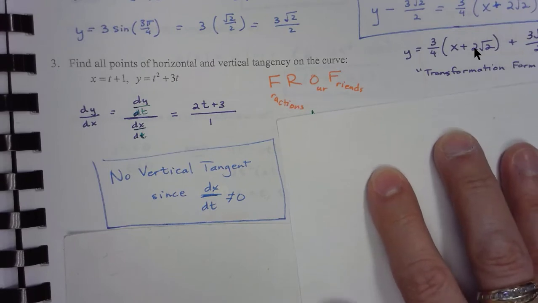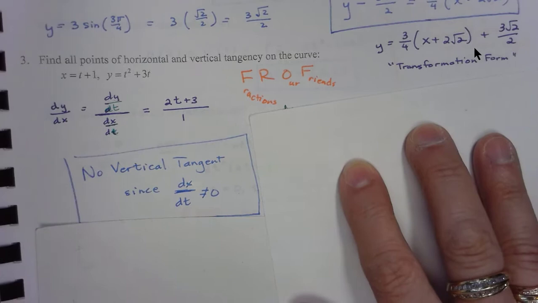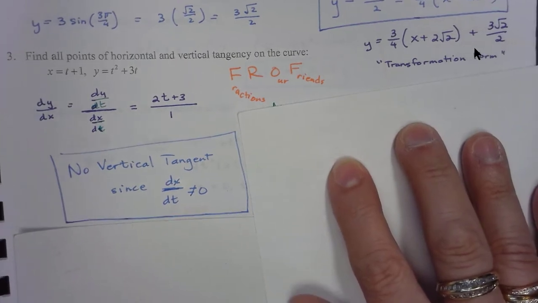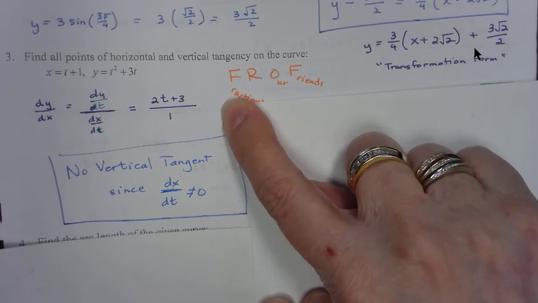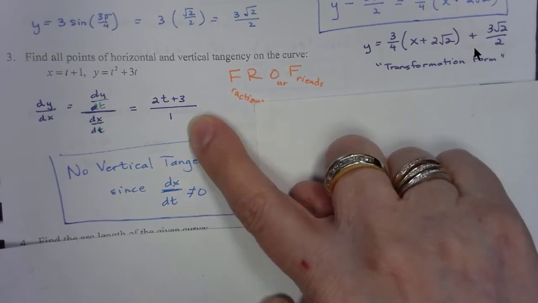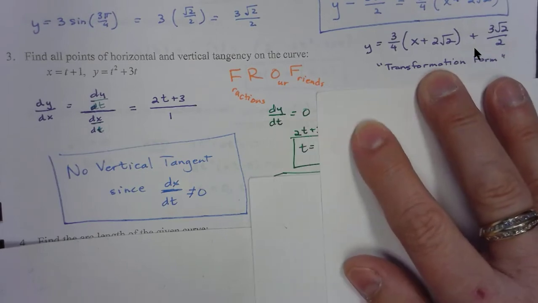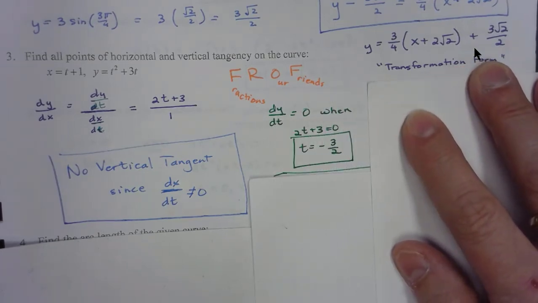And as we move to the next part, let us remember, fractions are our friends. So now we're going to find dy/dt. Okay, when is dy/dx 0? When the numerator is 0 and the denominator is not, and the denominator will not be 0. So dy/dt is 0 when t is negative 3/2.